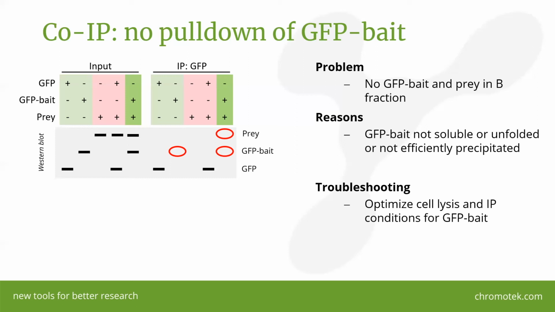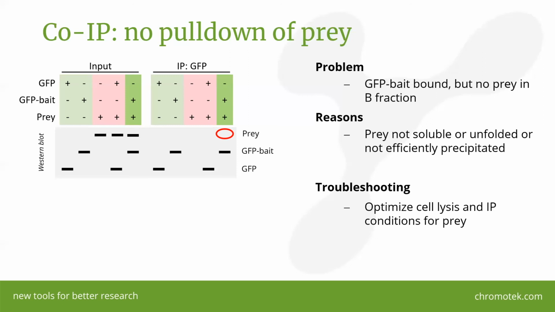The second case is that we look at the immunoprecipitation of prey, and there is no prey visible. So what's the difference from before? Again, the input looks really good. The positive control, the negative control, and also the input of the proper experiment show the expected pattern. Also, the positive control looks good. You see a GFP and a GFP-bait band there. Also, the negative control looks really well. But what you do not see in your proper co-immunoprecipitation is the prey protein.